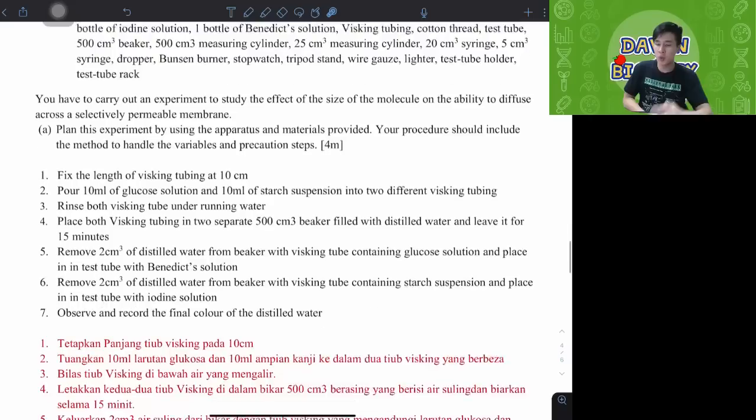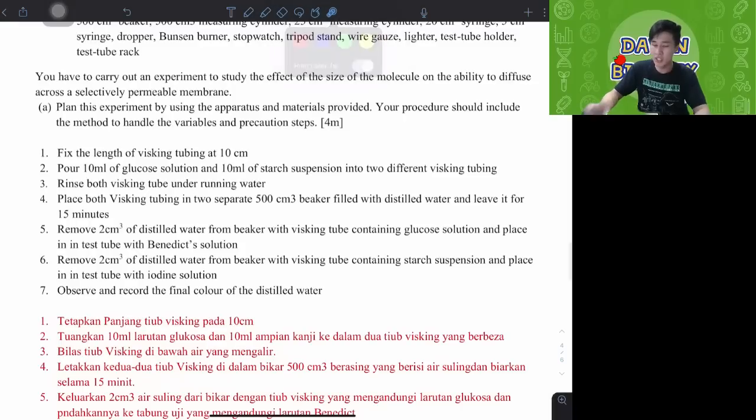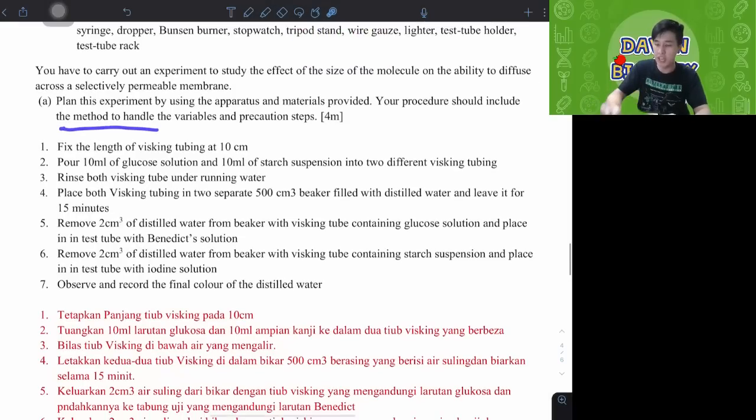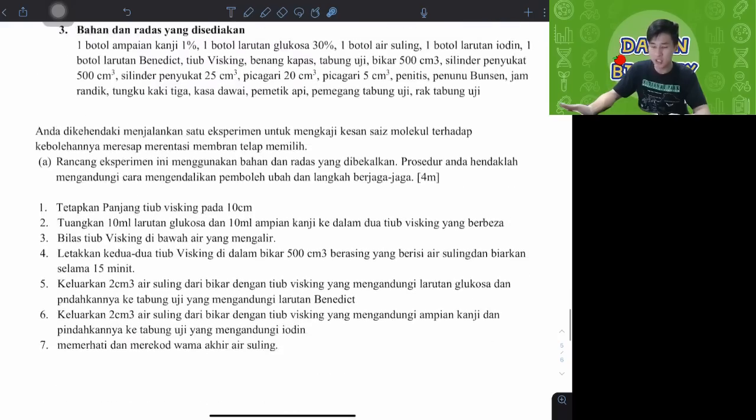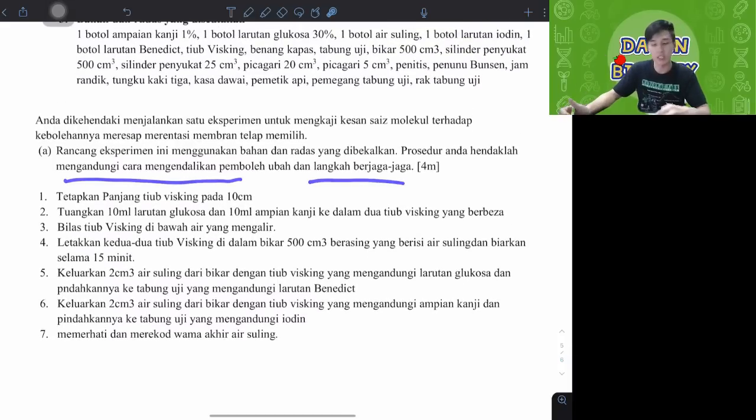Okay, so the first question, this is unguided. I give you the procedure here. Your procedure, same thing, is to include the method to handle variables and precautionary steps. You can see the PM1 and next page also the same. Cara mengendalikan pembolehubah dan langkah berjaga-jaga.